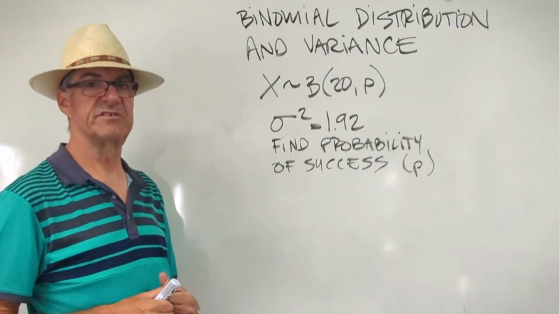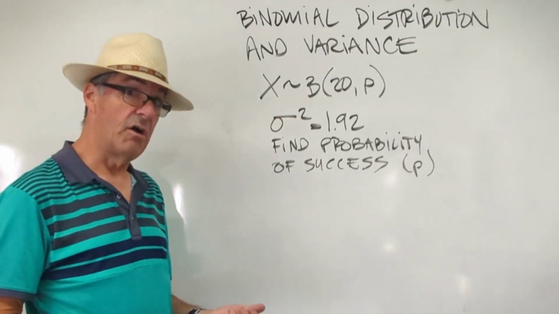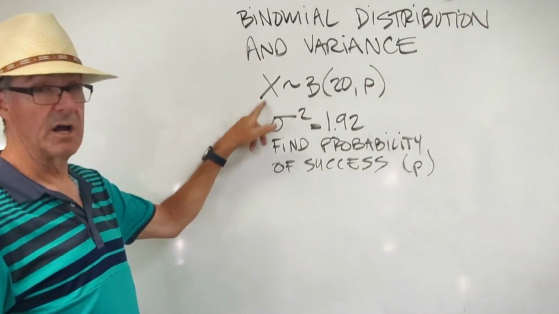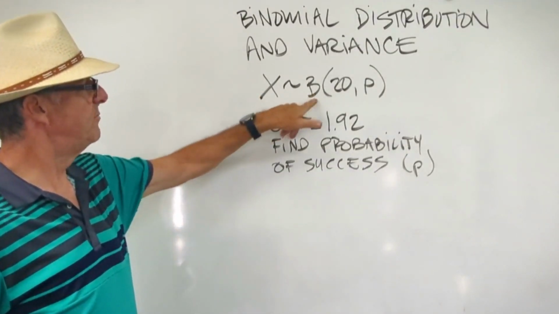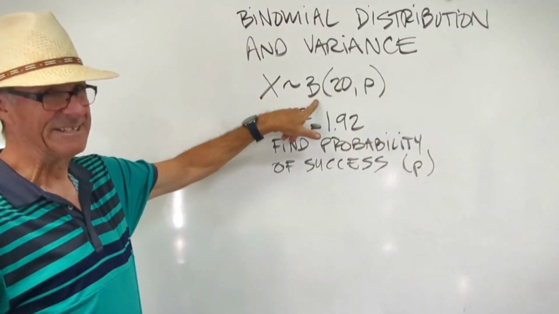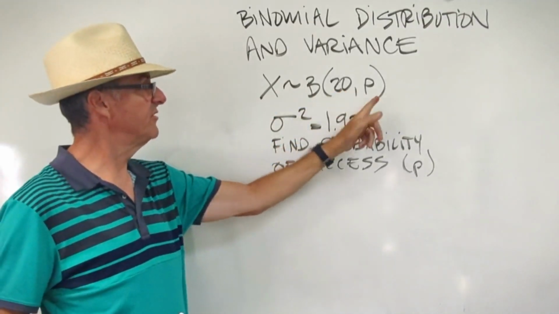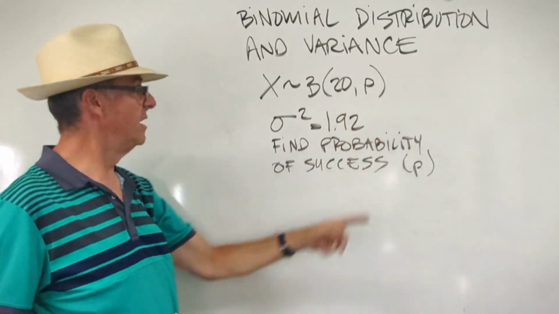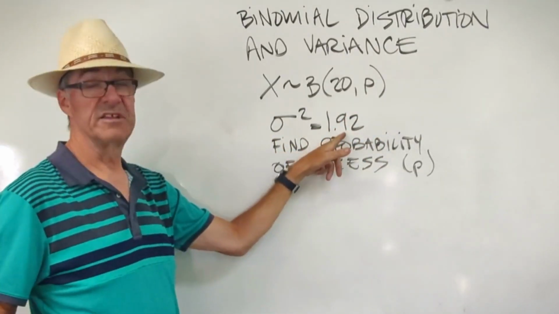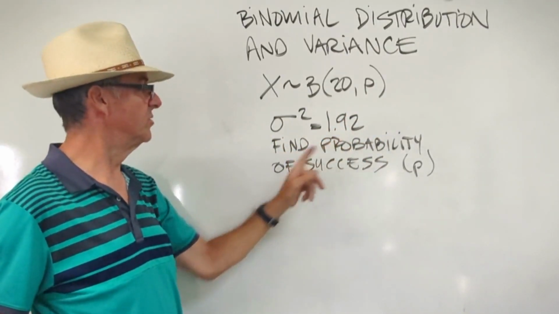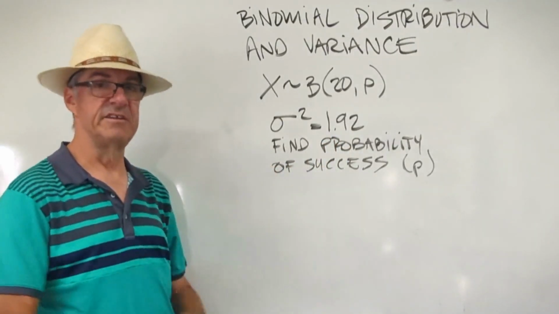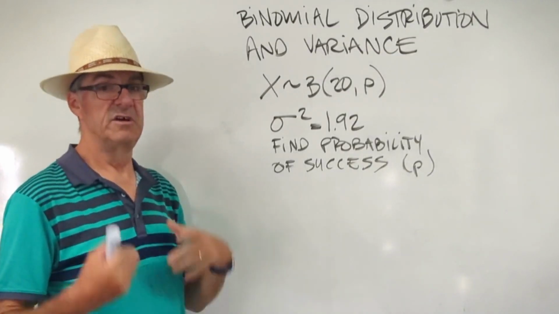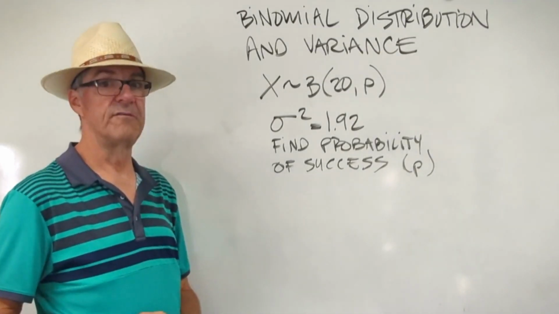Let's do a little bit more of an abstract example that has us solve for the probability of success. Okay, so here we go. Here's our randomly distributed variable, binomially distributed. We're doing 20 trials, and we don't know our probability of success. So there's our little p. But we do know the variance. The variance is 1.92. So now you're going to be asked, find the probability of success. So think about your equation for variance, do a plug-in step, and solve for p.